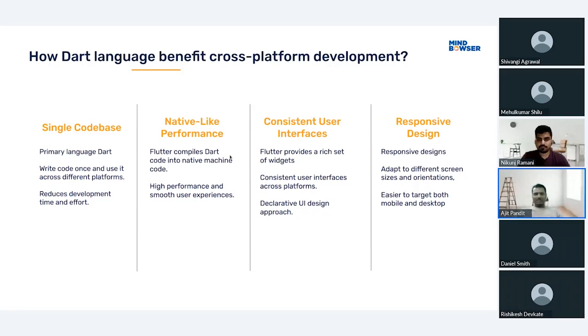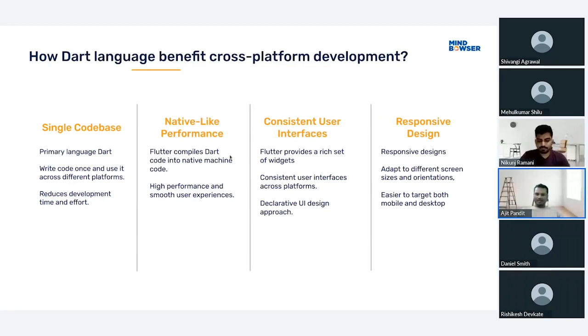Next one is responsive design. Dart and Flutter enable developers to create responsive design that adapts to different screen sizes and orientations, making it easier to target both mobile and desktop devices with the same code base.